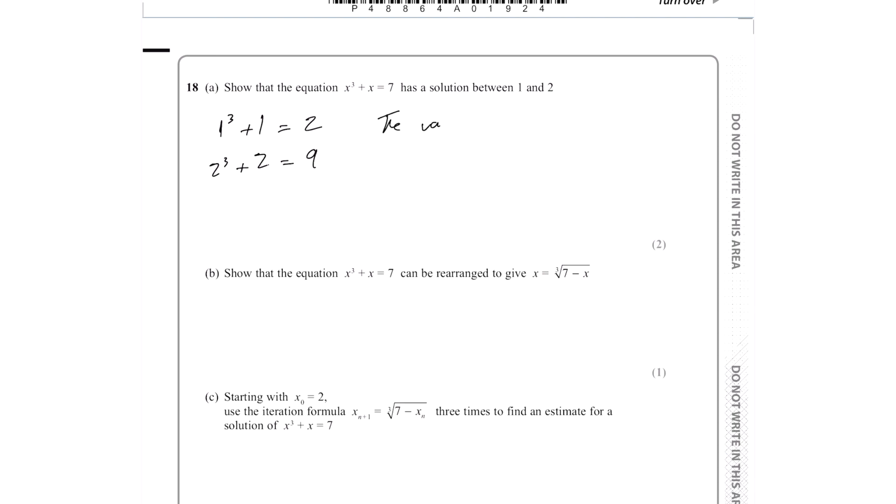So the value 2, and, sorry, that shouldn't be 9, that should be 10. 2 and 10. The 2 is below and the 10 is above 7. So the solution must be between 1 and 2.